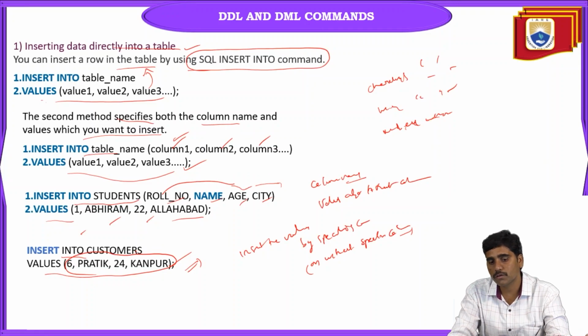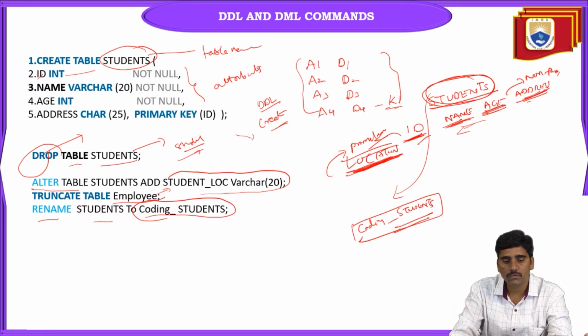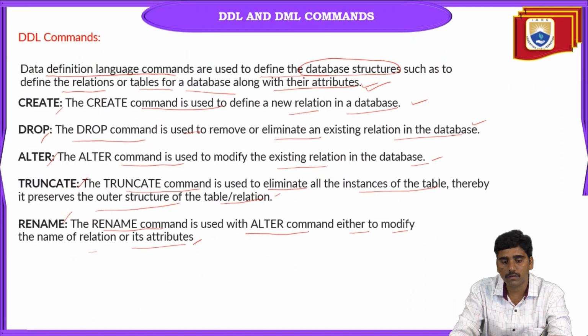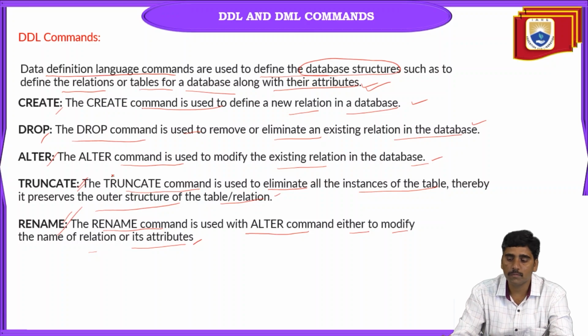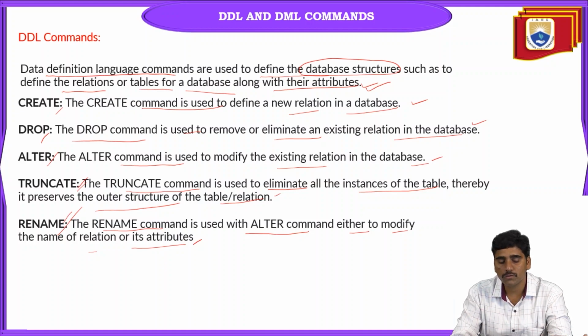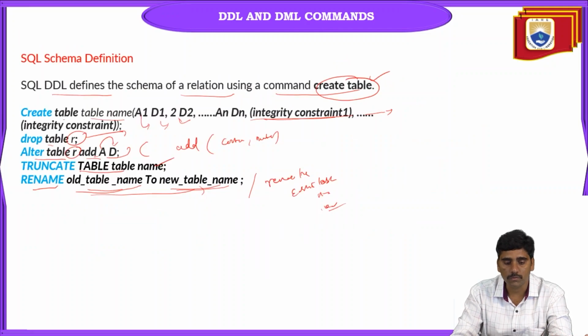Once again, we revise the topics we discussed in this session. There are two types of commands. One is DDL commands, where we discussed five commands: create, drop, alter, truncate, rename. Create is used to create the table, drop to drop the table, alter to alter the table, truncate to truncate the table, and rename to rename the table.